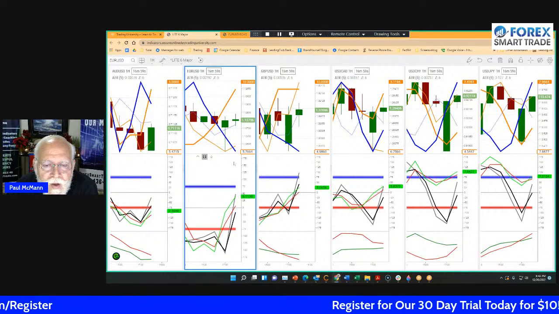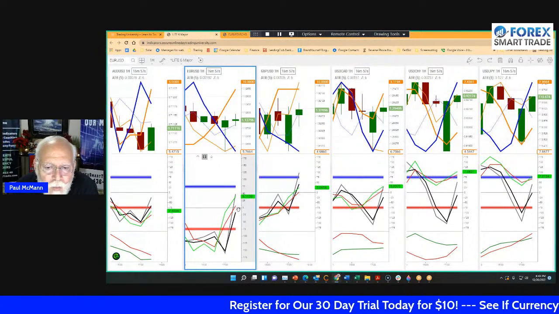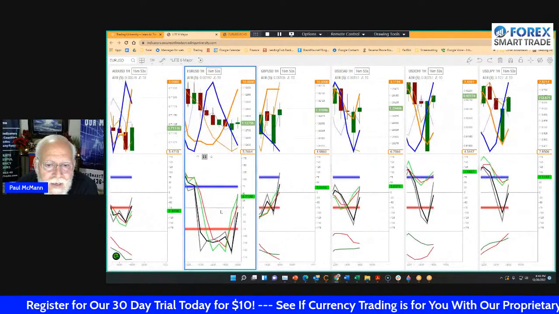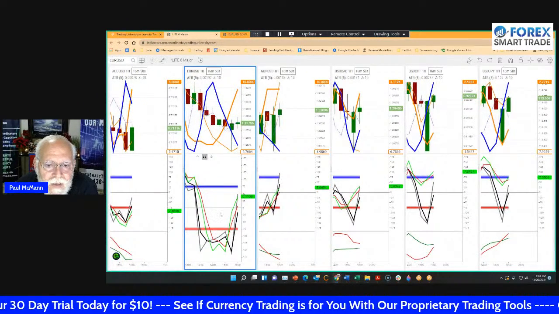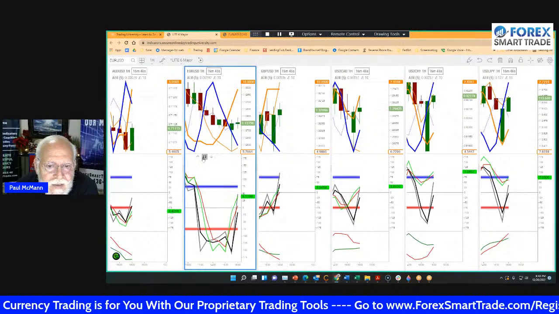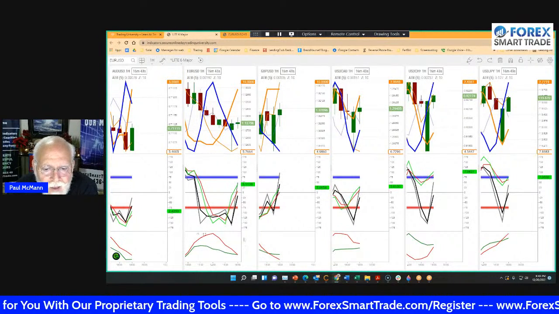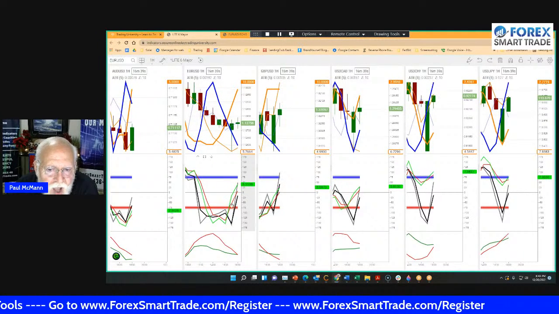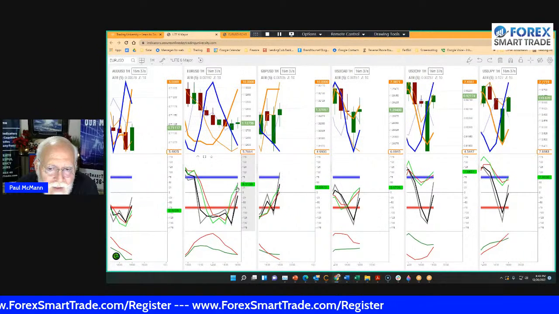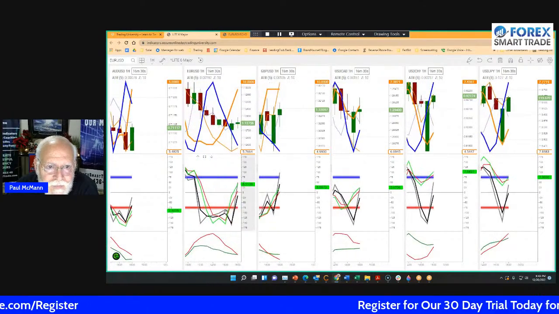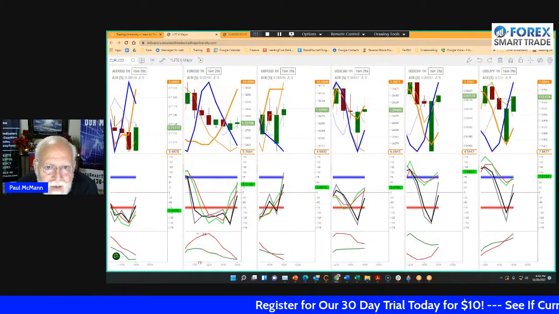Euro dollar, we're more than halfway into the channel. Oops, what happened? Why did I lose the bottom piece? Oh, there we go. If it's gone into the channel and the red and green lines haven't quite made it halfway, I will consider it. I am not going to, hold on here.